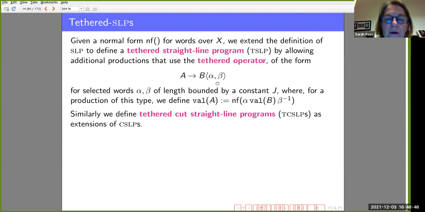Okay. So of course if you allow tether operators and cut operators, then you form tethered straight line programs by adding the tether operator. You form cut straight line programs by adding the cut operator, and you form tethered cut straight line programs by adding both of them. Okay.